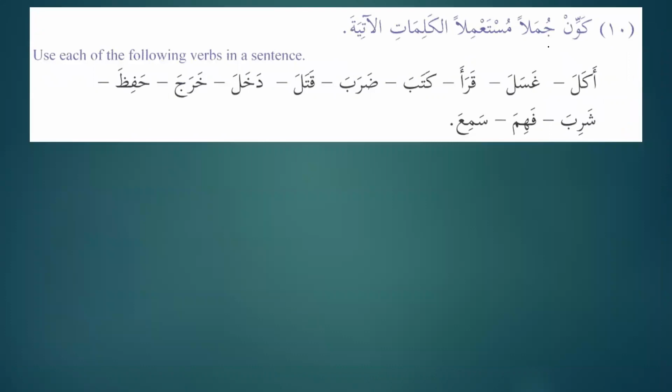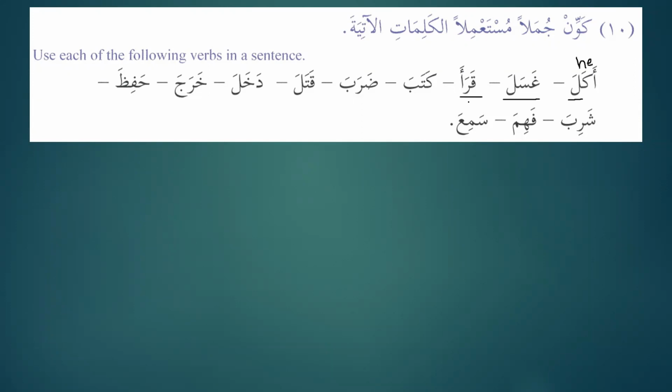Kawwin jumalan, make sentences, musta'milan, by using al-kalimat al-atiyati, the following words. Now we have to use each of the following verbs in the sentences. Akala means he ate. Ghasala means he washed. Or we can also say to eat and to wash. But the reason why we say he ate and he washed is because we know the first form of the verb consists of the hidden doer, which is he.